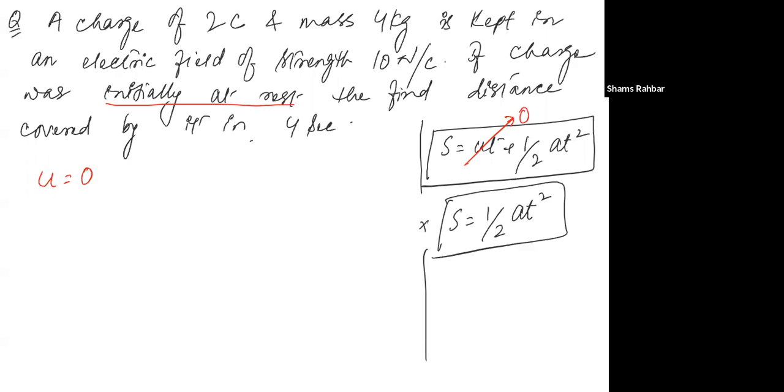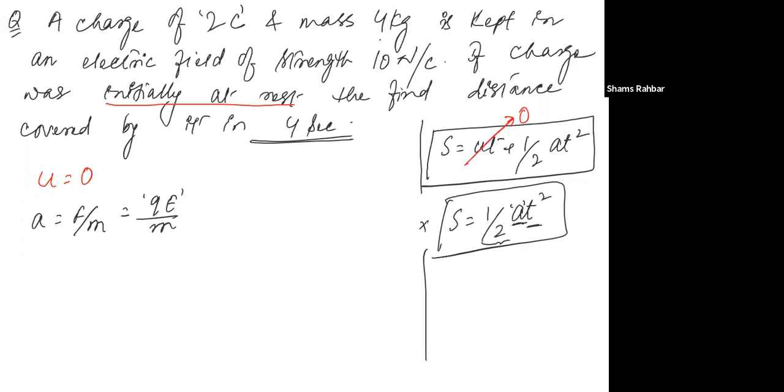See, I know the value of time that I am supposed to use here, and it is 4 seconds. Half is a number that I'm well aware of. If I get the value of acceleration by putting that value in this equation, we'll get the value of distance, right? So what I am supposed to find is the value of acceleration. I just told you in the last two questions, acceleration can be written as force divided by mass, which can be written as QE upon m, because the force that the charge will experience will be QE divided by m.